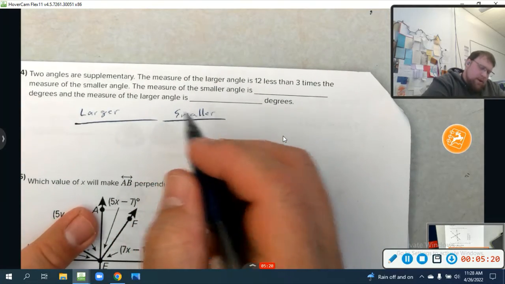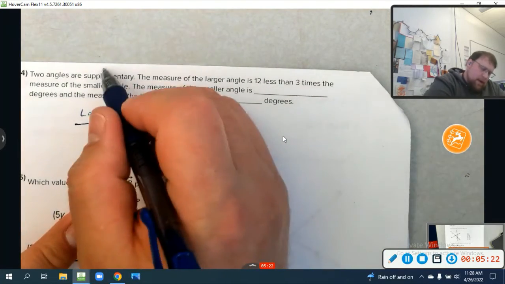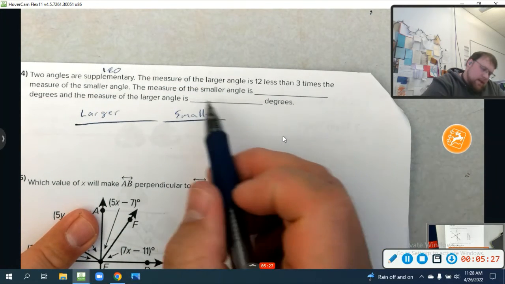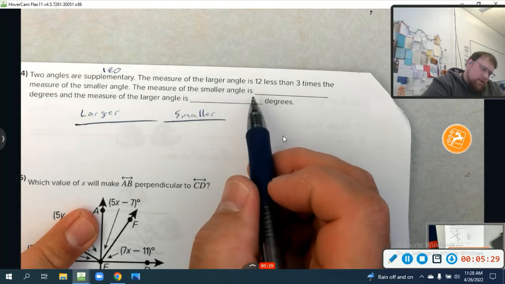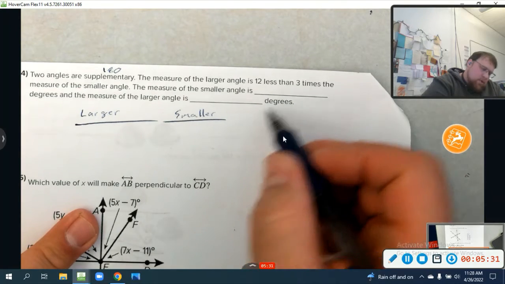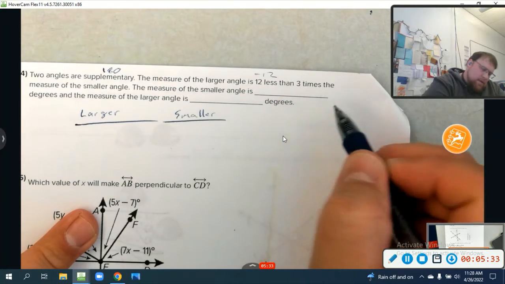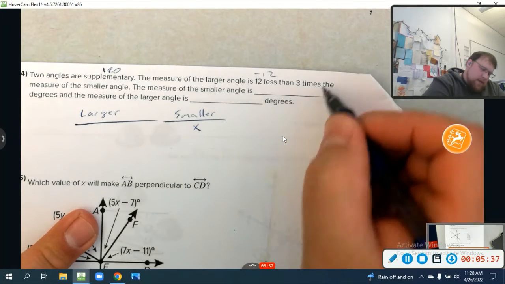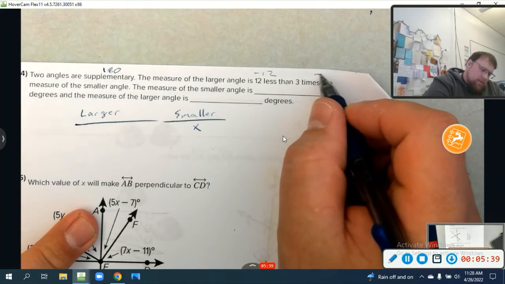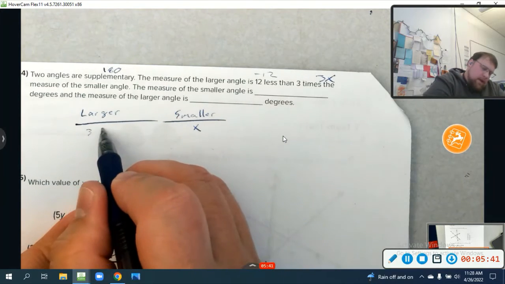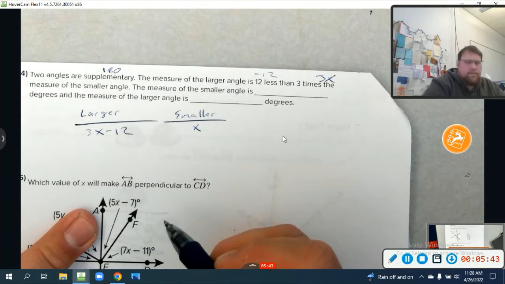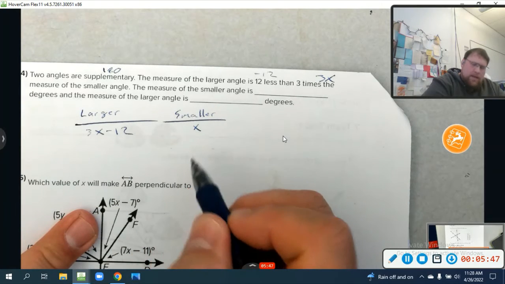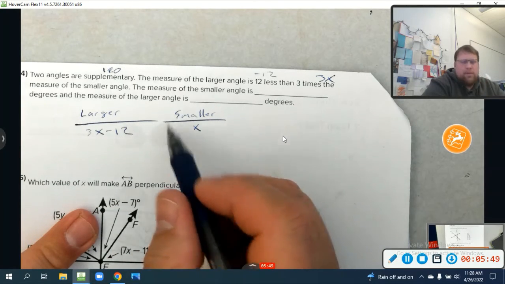And they're supplementary, so I know they add to 180, right? That just means they add to 180. Okay, it says the measure of the larger angle is 12 less, so that's minus 12, than 3 times the measure of the smaller. Well, if the smaller is x, 3 times the smaller would be 3x. So this would be 3x minus 12. Here's what I know, 3x minus 12, and if I add to it x, those together should make 180 degrees.